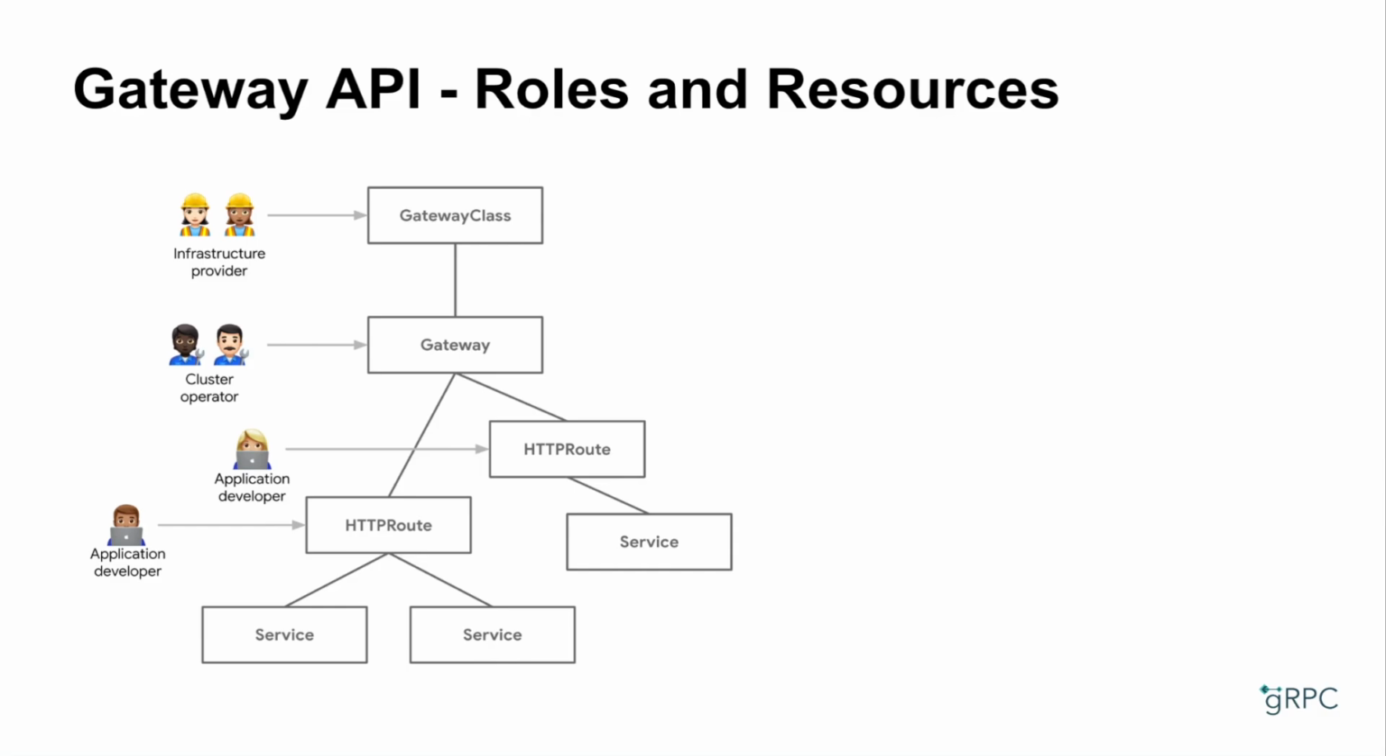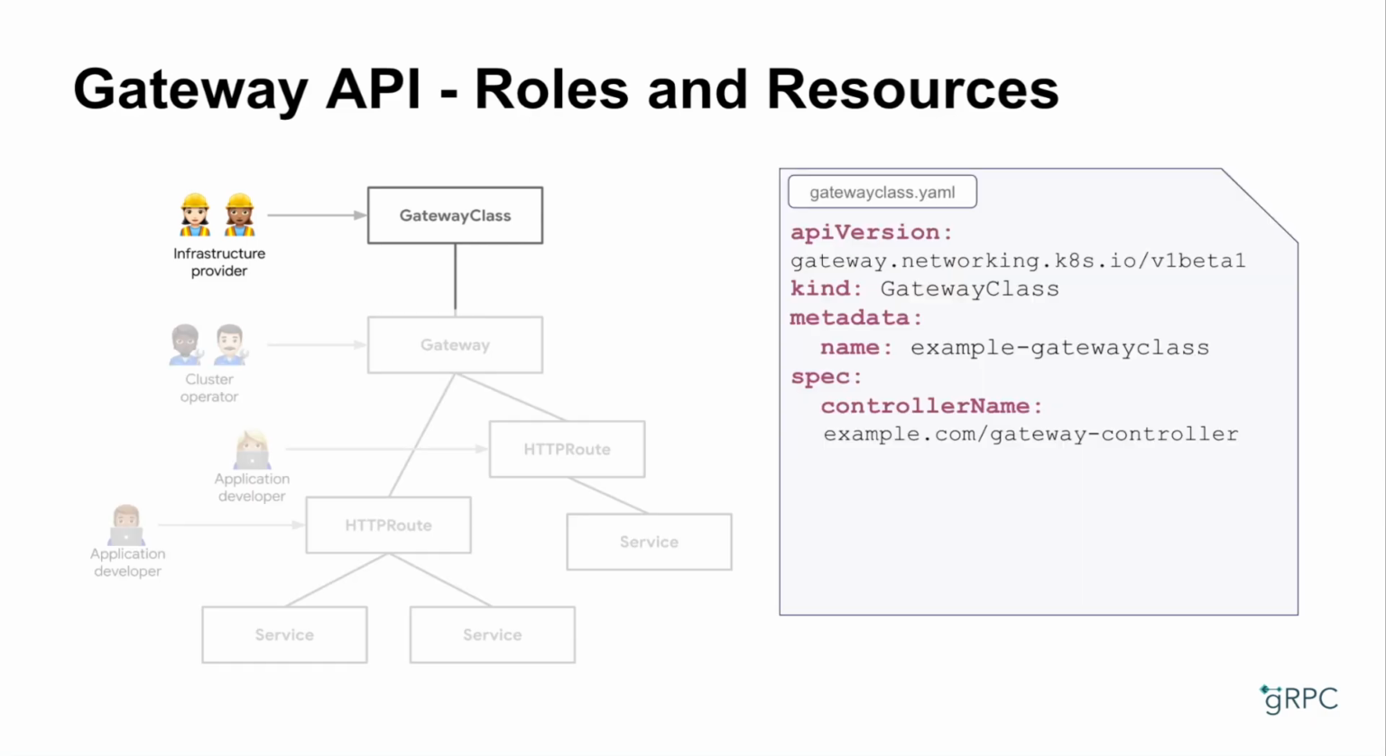Let's look at each of them in detail. First up, we have the infrastructure provider. This is the team or organization that provides the underlying implementation of the Gateway API. They are responsible for the gateway class resource. The gateway class essentially defines a template for creating gateways. It specifies the capabilities and configuration of the gateway implementation. Think of it as a blueprint.